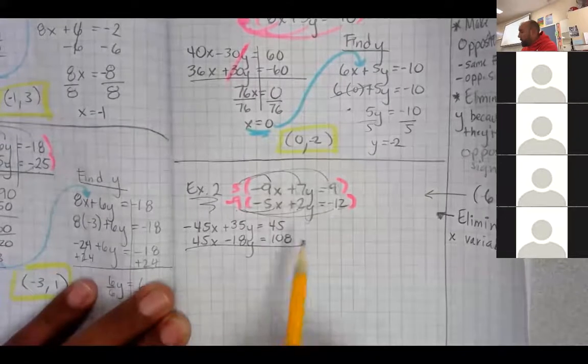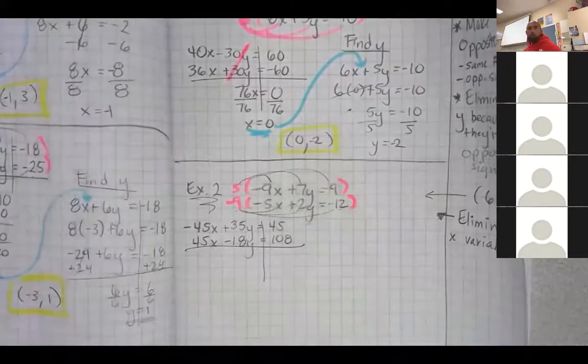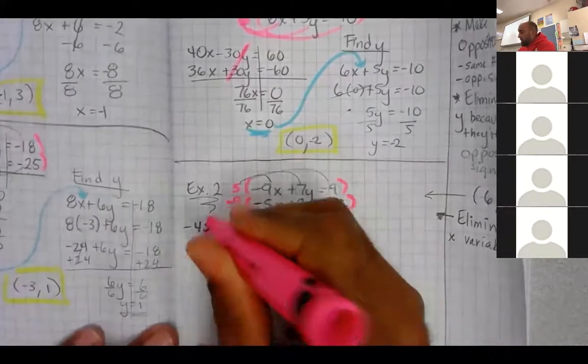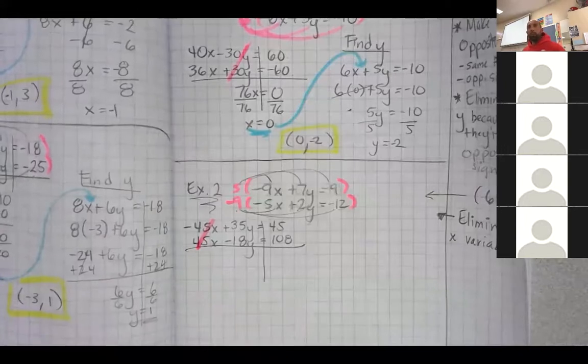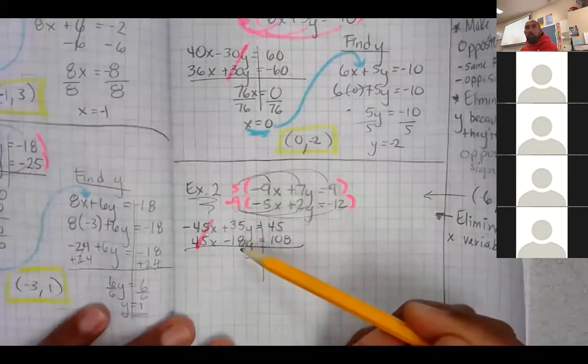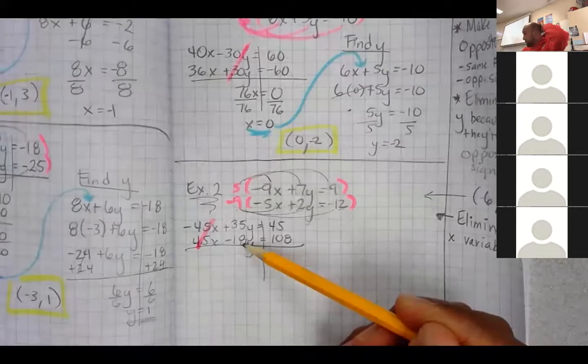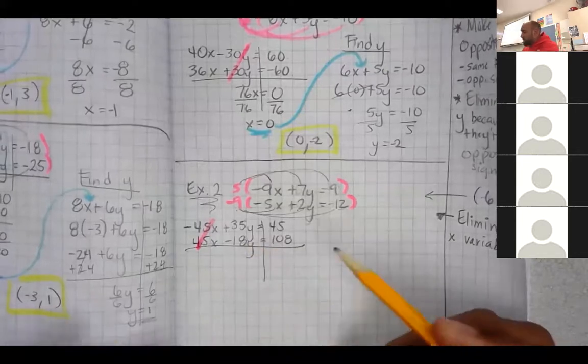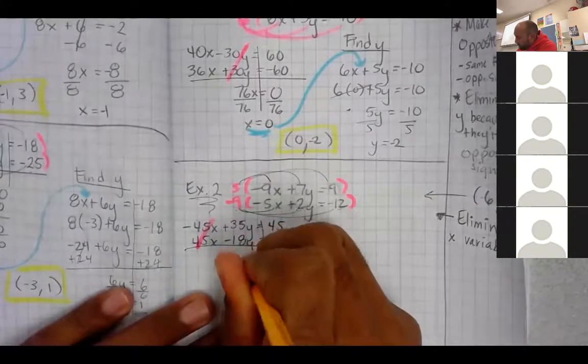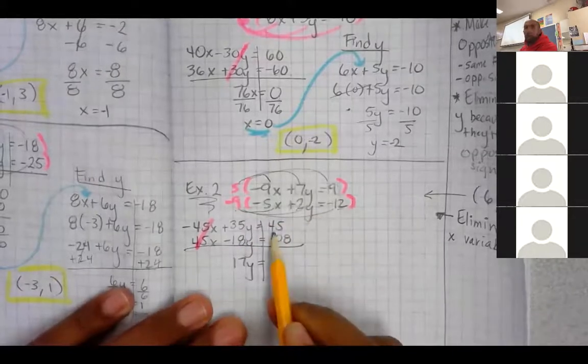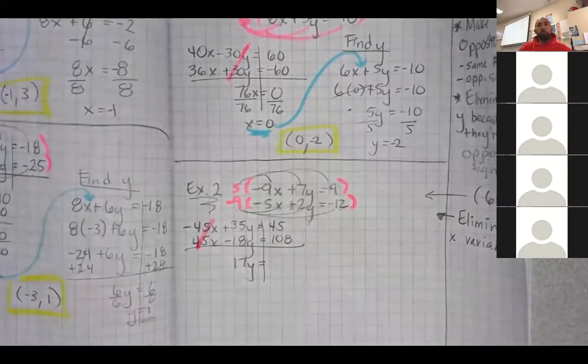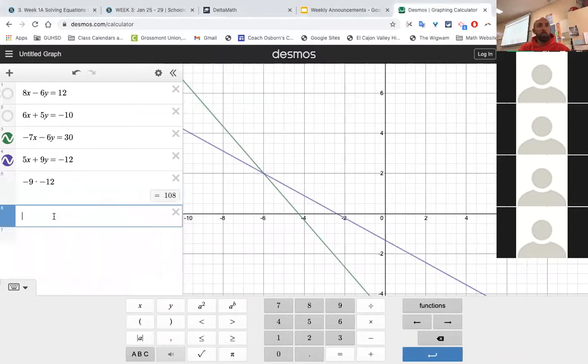Okay. All right, so now let's line it all up. These will cancel. Then we have 35 minus 18. That's going to be 17y. And then we have 45 plus 108. So I'm going to go here to Desmos, use my calculator. 45 plus 108. That's 153.